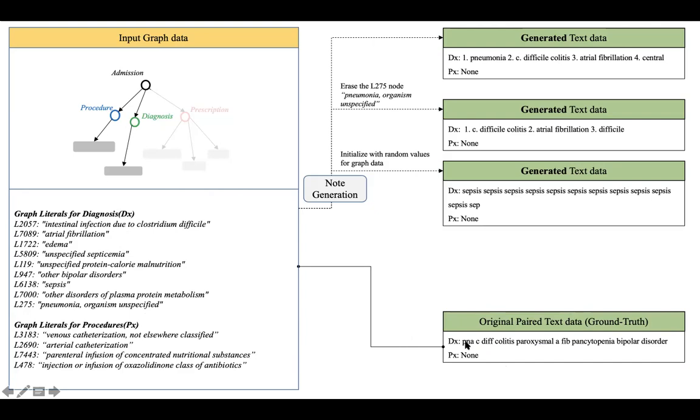PNA. This is pneumonia. So there is pneumonia here. I'm not sure what C. diff colitis is.